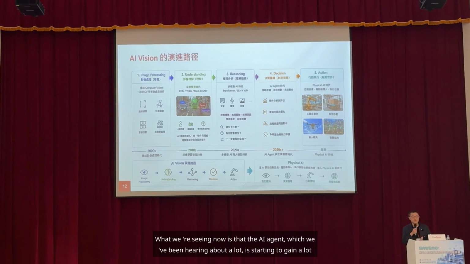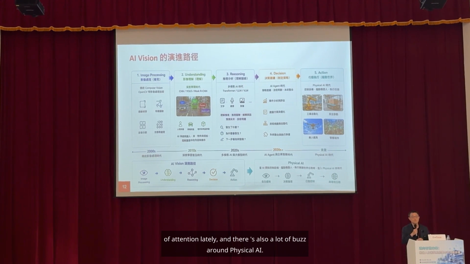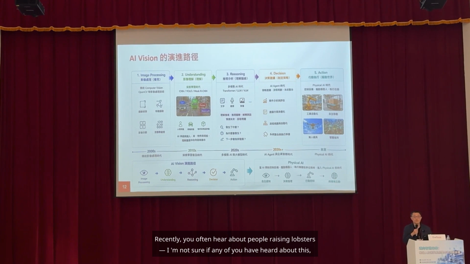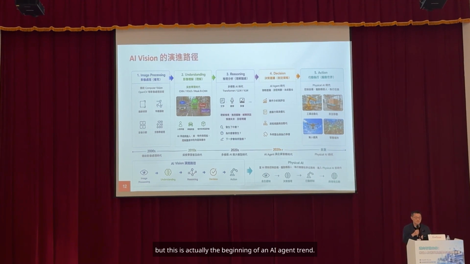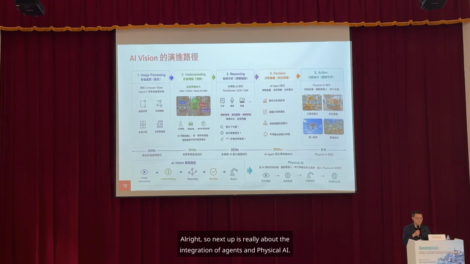What we're seeing now is that the AI agent, which we've been hearing about a lot, is starting to gain a lot of attention lately, and there's also a lot of buzz around physical AI. Recently, you often hear about people raising lobsters. I'm not sure if any of you have heard about this, but this is actually the beginning of an AI agent trend. All right, so next up is really about the integration of agents and physical AI.